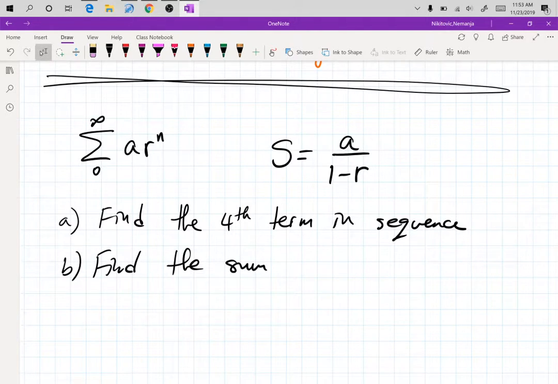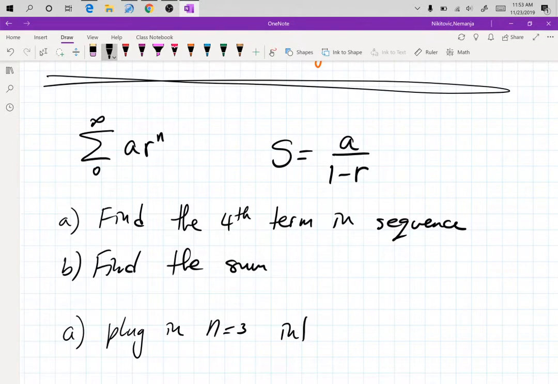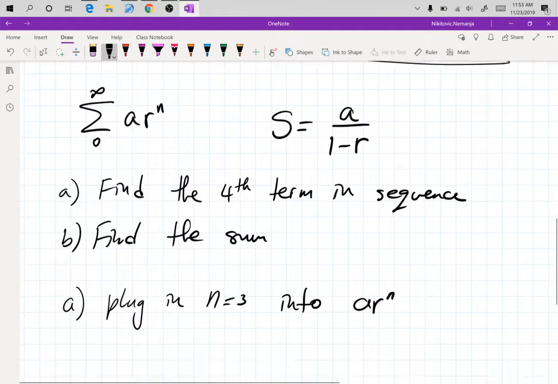Now, if you are looking for the fourth term in the sequence, well, the fourth term is when n is equal to 3, because the first term is when n is equal to 0, second term is when n is equal to 1, third term is when n is equal to 2, and the fourth term is when n is equal to 3. So to answer part A, plug in n equals 3 into a r to the n. No sum necessary because they are looking for an individual term. And then you just compute a r to the n because a and r are given to you, and then your n is 3, so you will be able to compute that term.